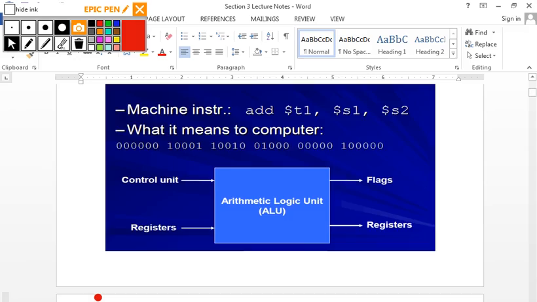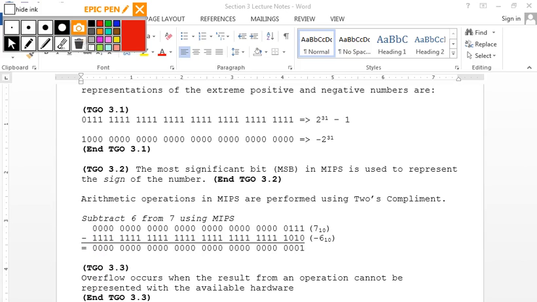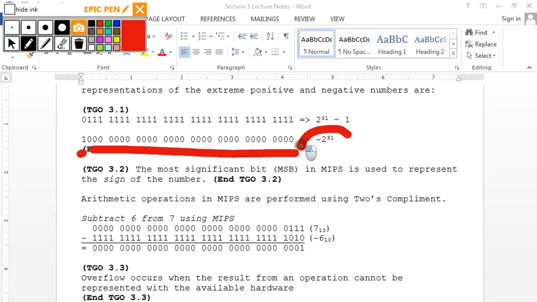And so this is the representation of positive and negative, in basically what's known as positive and negative infinity in the values. So the most significant bit here, this value, is the sign bit. If it's zero, that means it's a positive number. And if it's one, that means it's a negative number, right? And so this value, 0 and then 31 1s, is equivalent to 2 to the 31st minus 1. And then 1 and then all zeros is equivalent to negative 2 to the 31st.